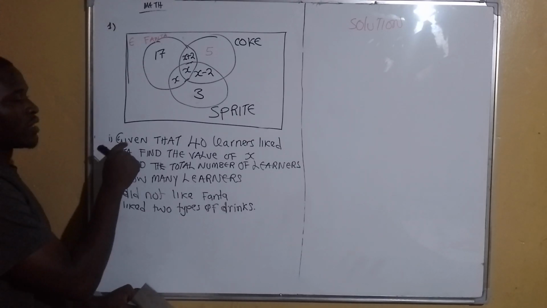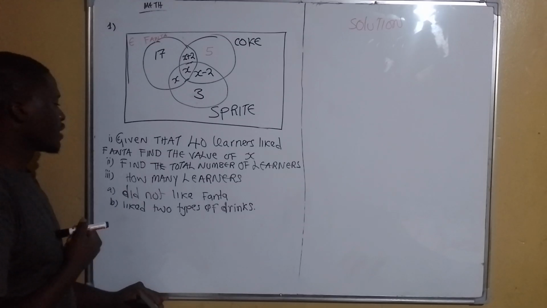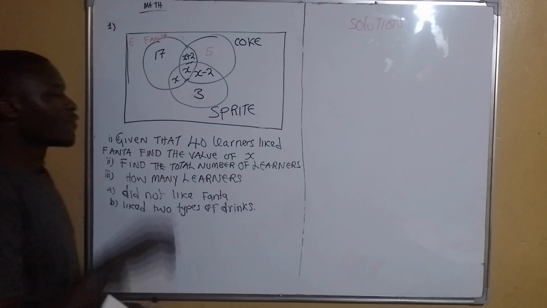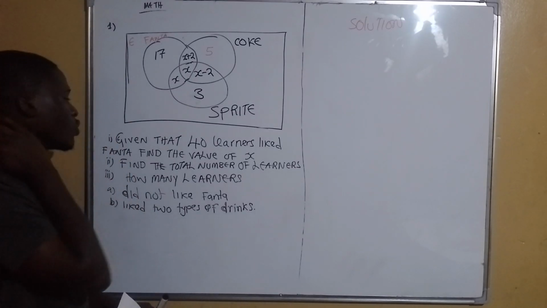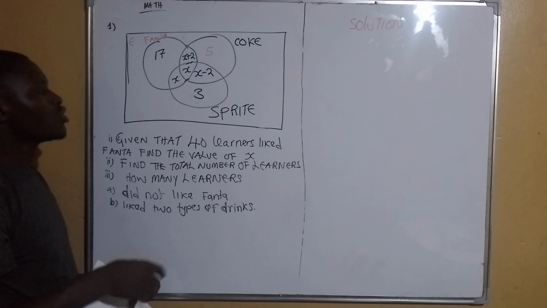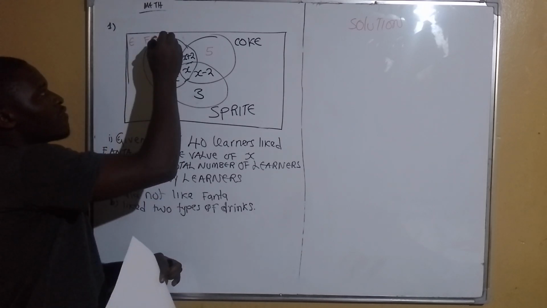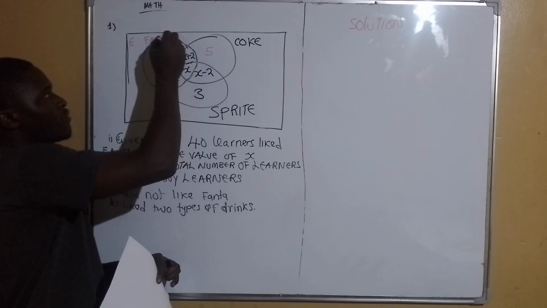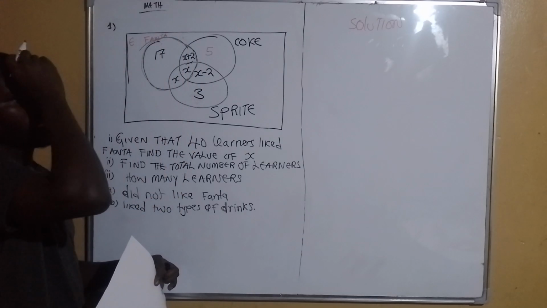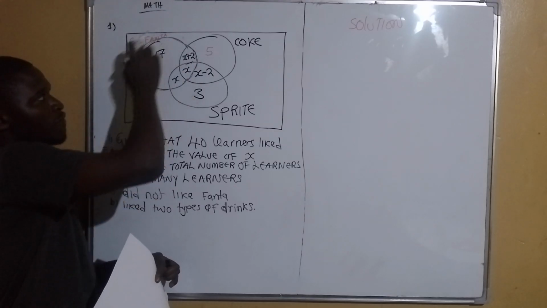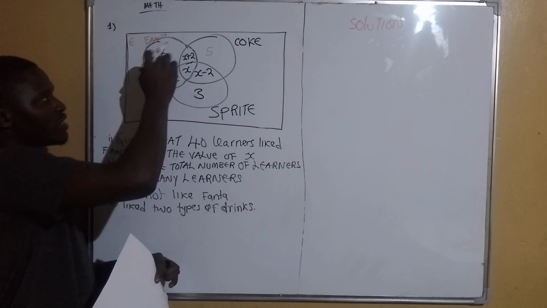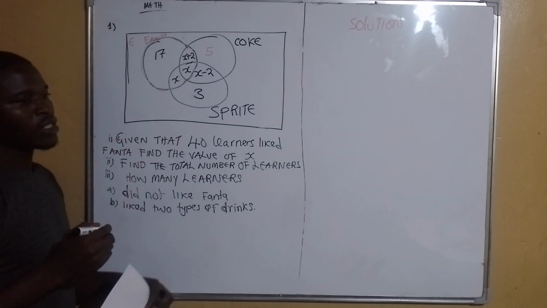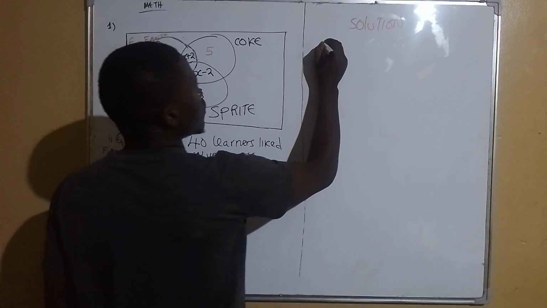First, we are saying that given that 40 learners liked Fanta, find the value of X. So now you look at the set for Fanta alone, because that's the total. We are given that the total number of learners that liked Fanta was 40. So you look at the set for Fanta, which has 17, X plus 2, X and X. You add these and equate them to 40.